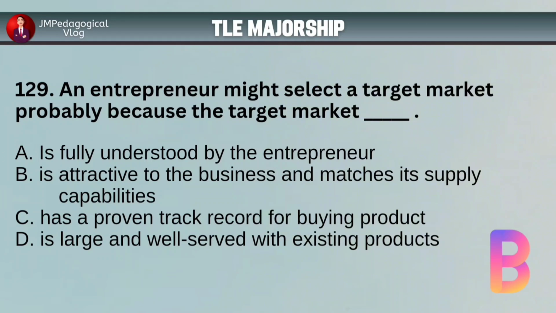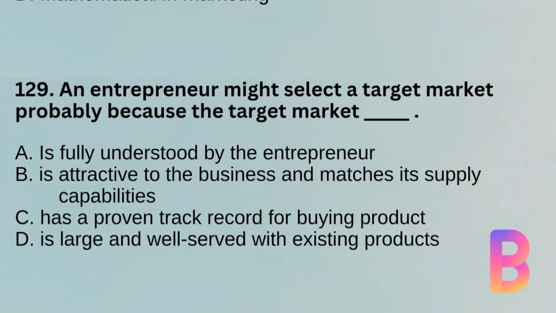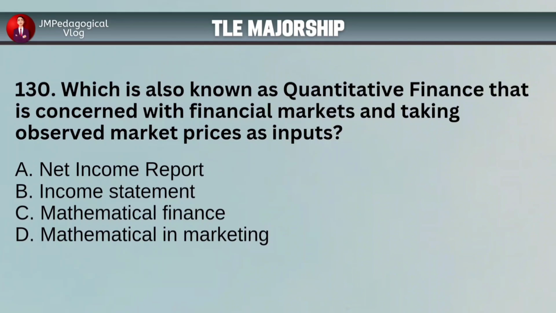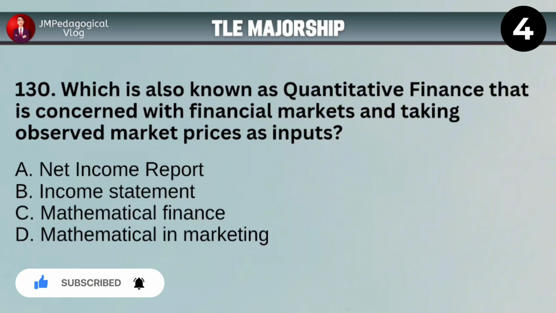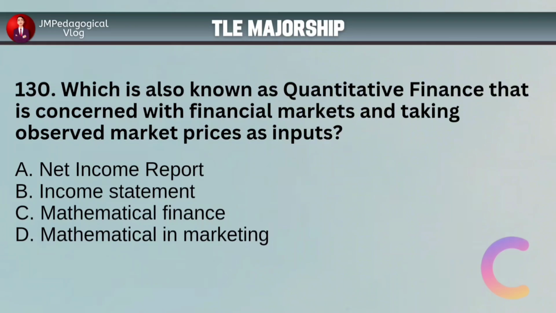B. Is attractive to the business and matches its supply capabilities. 130. Which is also known as quantitative finance, that is concerned with financial markets and taking observed market prices as inputs. A. Net income report. B. Income statement. C. Mathematical finance. D. Mathematical in marketing. C. Mathematical finance.